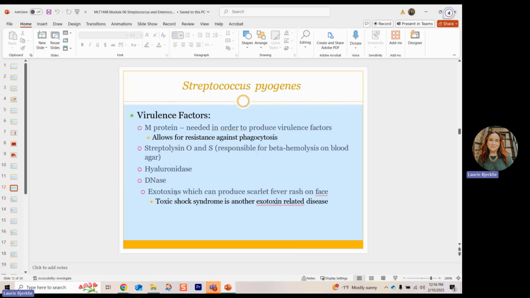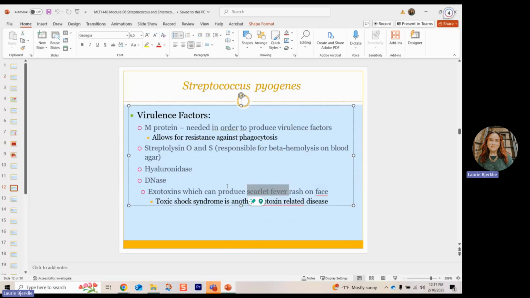There is one exotoxin specifically that will produce the rash that's seen as scarlet fever. So strep pyogenes is responsible for causing scarlet fever. It's not something we hear about in modern times, but it's definitely something that we've seen in movies that reference years ago, 100 years ago or so. So there is a rash that's very commonly seen with scarlet fever.